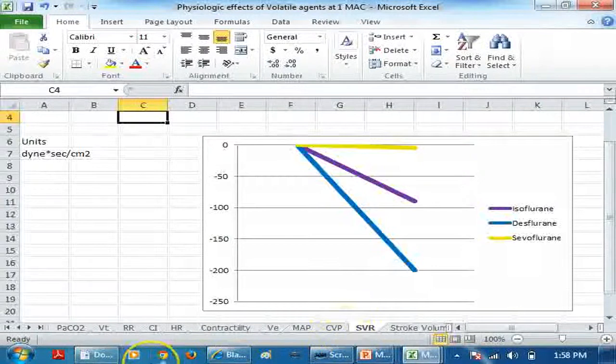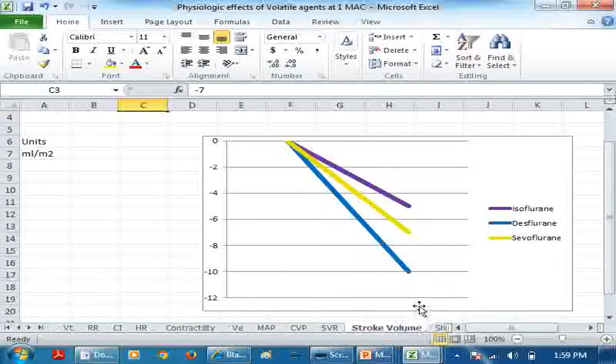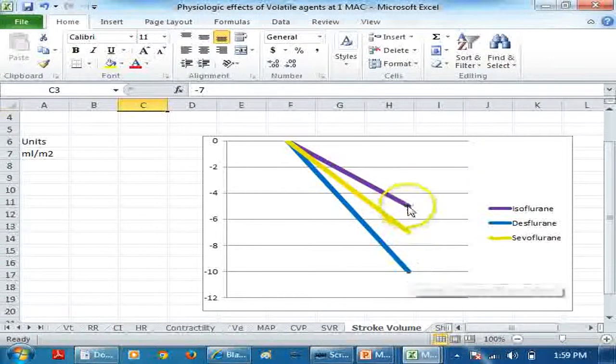SVR. What's SVR a measure of? Systemic resistance, absolutely. So large vessels, and you see that desflurane will drop your SVR the greatest at 1 MAC. I'm a guy that likes highs and lows. If you know what something does the most and what something does the least, you'll get those questions right. And then finally, stroke volume. Not a huge difference, but the greatest decrease in stroke volume is with desflurane and the least is isoflurane.